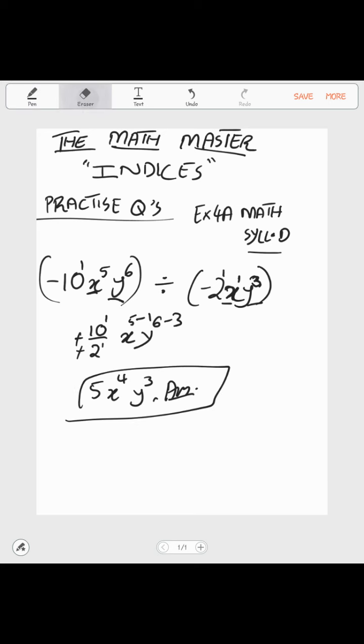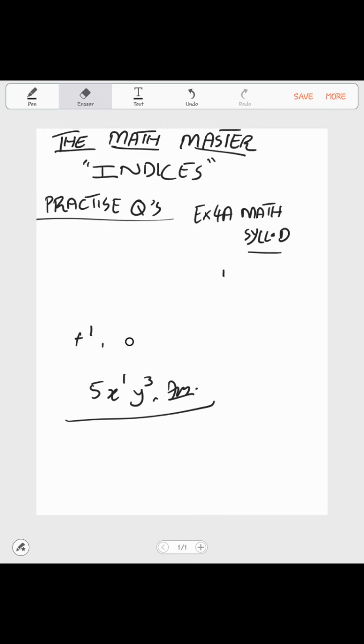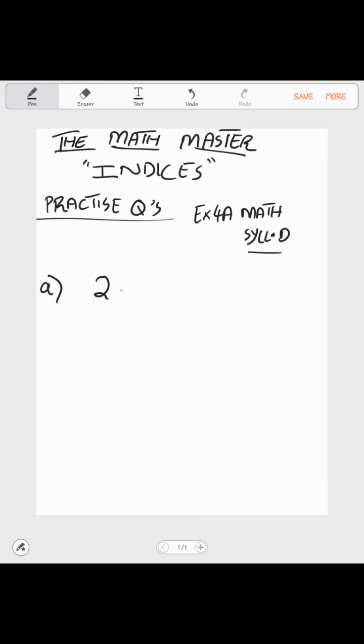Show proper working as well. So these were the questions for today. I'm going to give you 3 more questions for practice. You can practice them, and the answers will be revealed tomorrow, inshallah. Let's write the question first.